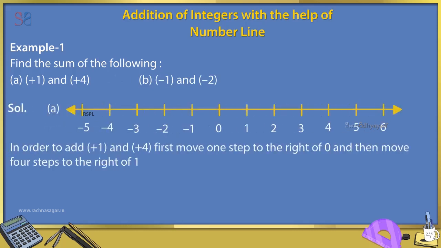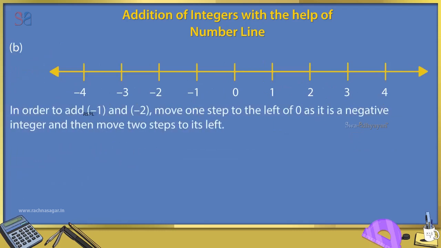In order to add +1 and +4, first move one step to the right of 0 and then move 4 steps to the right of 1. Thus, 1 plus 4 is equal to 5. B. In order to add -1 and -2, move one step to the left of 0 as it is a negative integer and then move 2 steps to its left. Thus, (-1) plus (-2) is equal to -3.